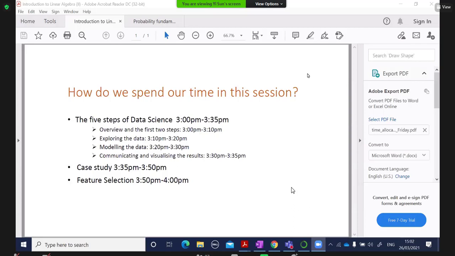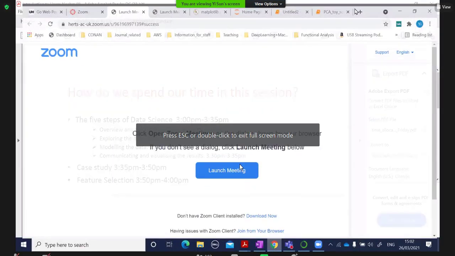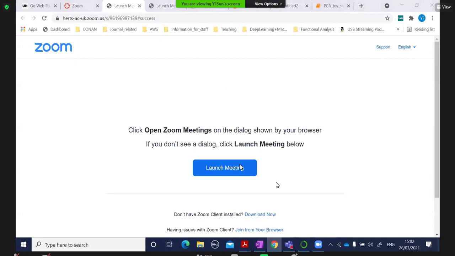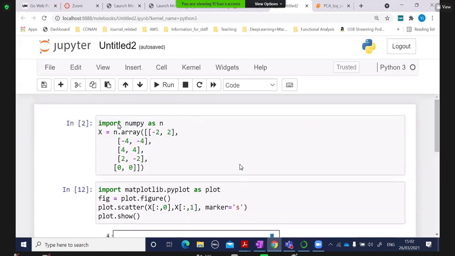Let me spend a couple of minutes to talk about something related to your practical sessions. The reason is that I got some feedback from some of our tutors. The first one is that some of you still don't know the meaning of import. That is the first feedback I got from our tutors.